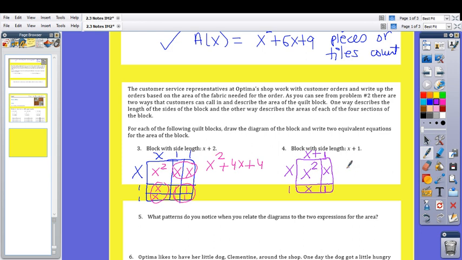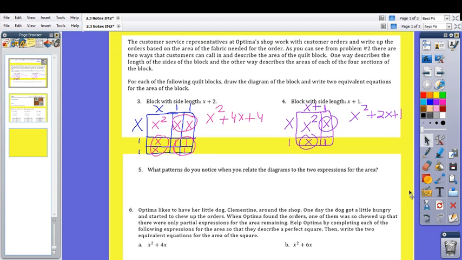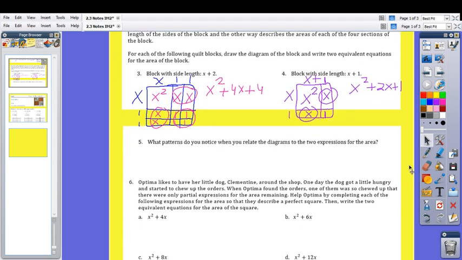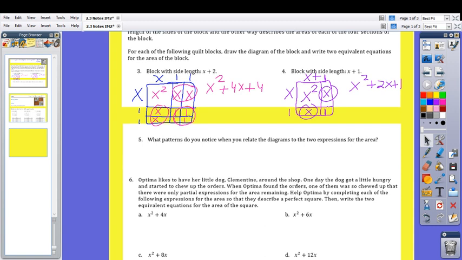Now if we put it together, so these will be 2x's, so x squared plus 2x plus 1. Okay. So this is how she is making patterns. And then the next one is asking what pattern do you notice when you relate the diagrams to the two expressions for the area.